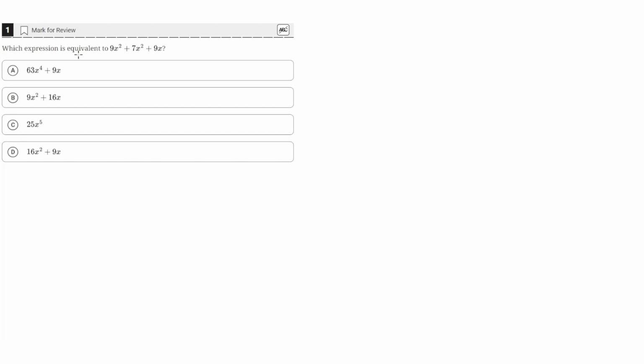Which expression is equivalent to 9x squared plus 7x squared plus 9x? So for this question, we just add together like terms. So the two x squared terms here, 9 plus 7 is 16. So 16x squared plus 9x. And that's all the simplification we can really do. And this is answer choice D.